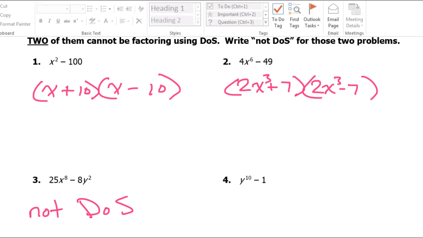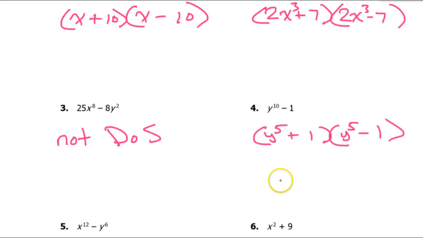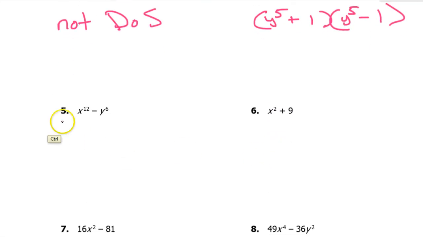Okay, but number 4 is difference of squares once again. All right, with variables, you're just going to do half. So this is going to be y to the fifth power times y to the fifth power, all right, plus 1 and minus 1, all right, because 1 times 1 is 1. Okay, this is the difference of squares. All right, they're both variables, so I'm just going to do half twice.